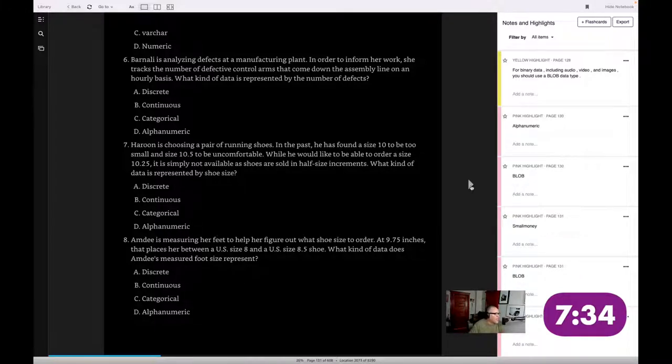Barnelli is analyzing defects at a manufacturing plant. In order to inform her work, she tracks the number of defective control arms that come down the assembly line on an hourly basis. What kind of data is represented by the number of defects? I'm going to go continuous.